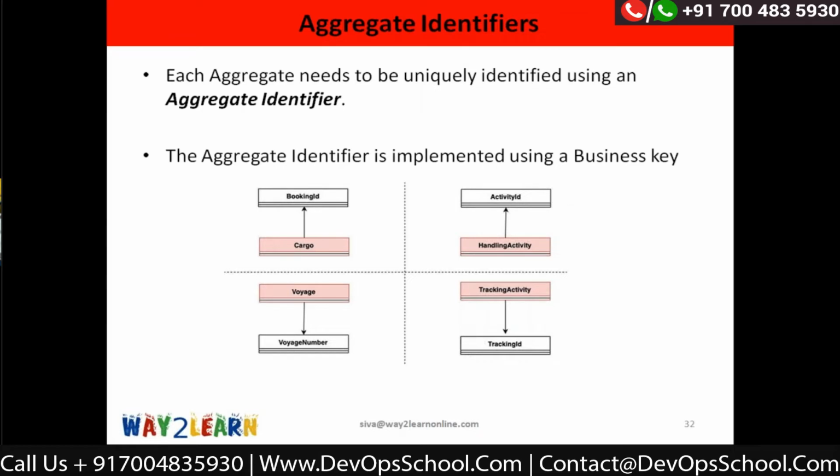Then what is an entity? Can you tell me? Next step is to identify your entities. What is an entity? What is the difference between an aggregate and an entity? Anyone can tell me? So entity, does it have an identity of its own? Yes. Aggregates also have identity of their own. But what is the difference between an entity and an aggregate?